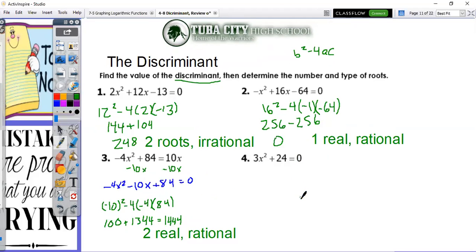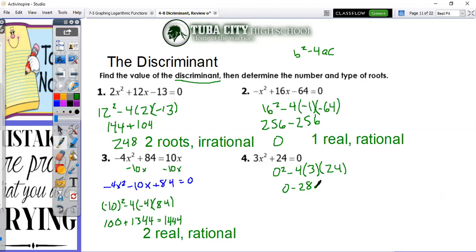Anyway, let's go ahead and cover this one now. In this case here, we are missing a b value, so that would be 0. So 0 squared minus 4 times a, which is 3, and our c value is 24. And let's go ahead and multiply this out. So this is 12 times 24, which I don't really know what that would be. All right, that'd be 0 minus 288.